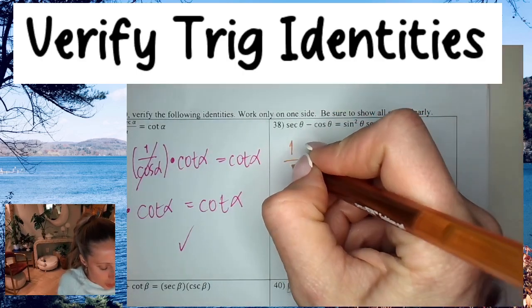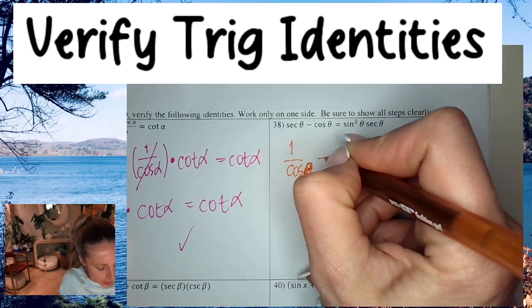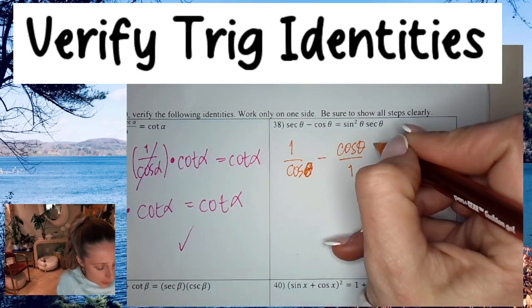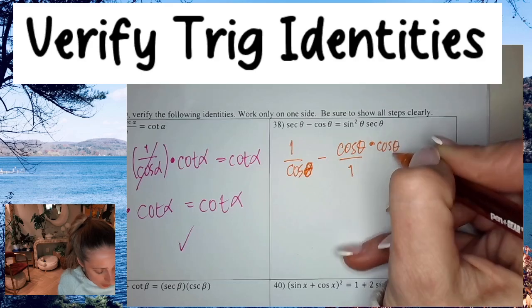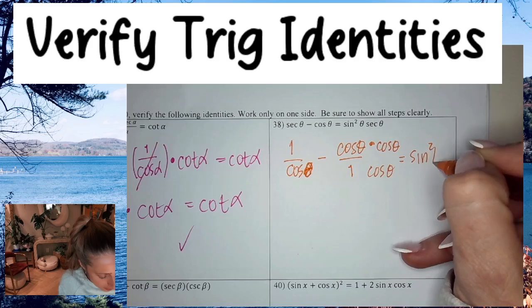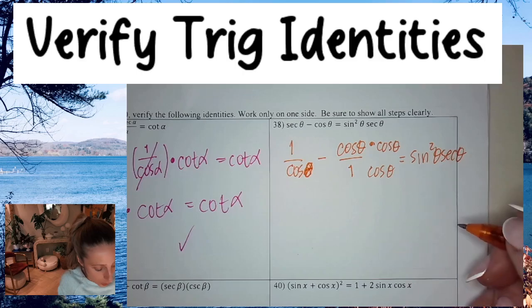So first thing I'm going to do is rewrite it as 1 over cosine theta, sorry, that's a theta, minus cosine theta, which is really over 1. I'm going to get a common denominator. I'm going to multiply this guy on top and bottom by cosine theta. On the other side, I still have sine squared theta secant theta. That will stay there to remind me of what I'm working towards.